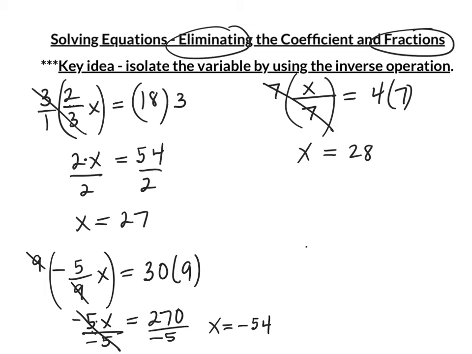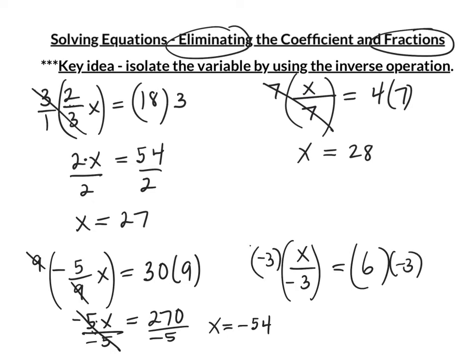If we had x over, let's make it negative 3 equals 6, again, I'd be trying to get x by itself. I would have to get rid of the division by negative 3. So I multiply by negative 3. But what I do to one side, I have to do to the other. The 3's will cancel. Anything divided by itself is 1. Remember, this negative 3 we multiply by is over 1. And x will equal negative 18.